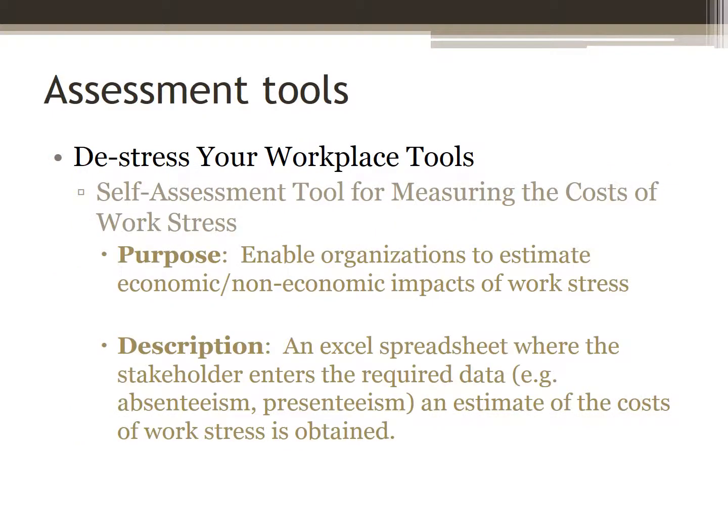The self-assessment tool for measuring costs of work stress is done at the organizational level, and it provides an estimate of the economic impact of psychological ill health and safety. It does so by providing an Excel worksheet that factors in work stress cost indicators as identified by the evidence base. This information gathered can help spur decisions for implementation of further assessments or interventions, so it can be a good starting point for organizations.